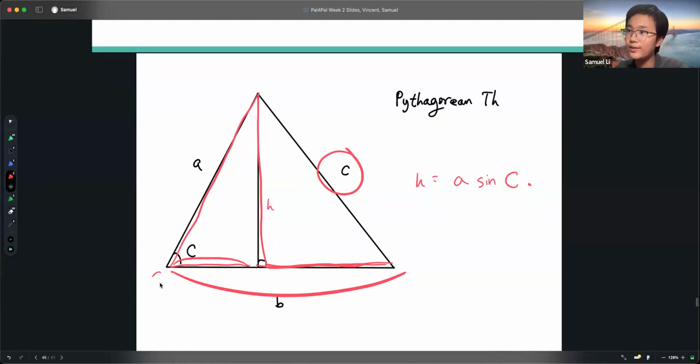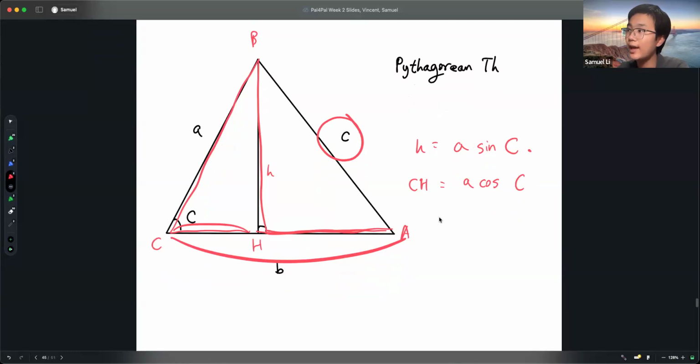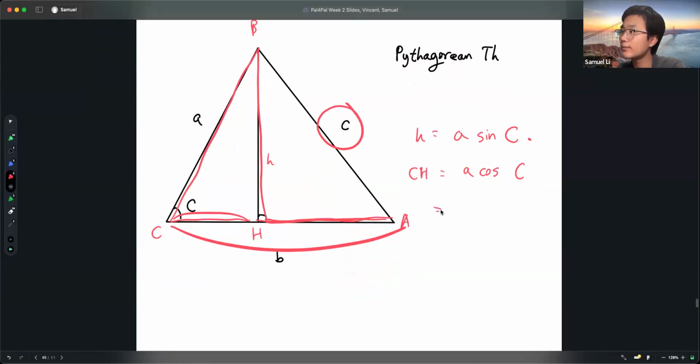So let me use a bit of variable. Let me label these points, actually. So we know that CH is equal to A times cosine of C, again, using the same right triangle. And therefore, we get that AH is equal to B minus A times the cosine of C.